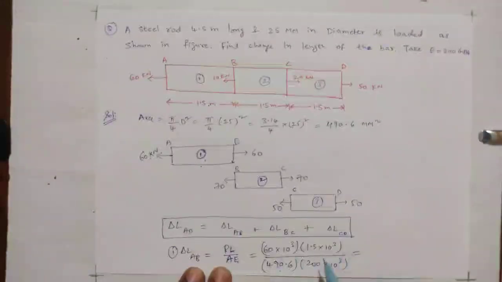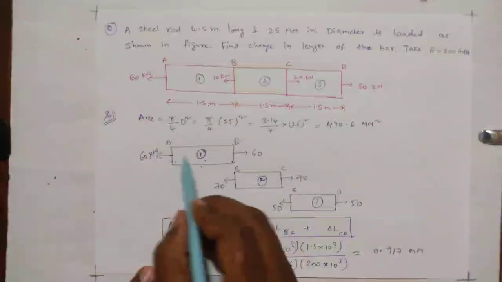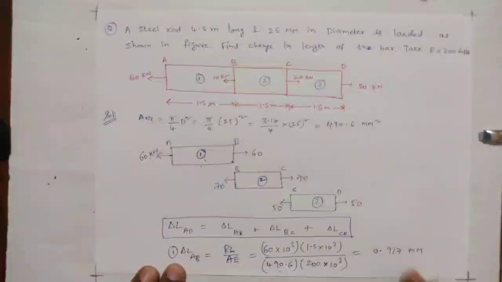So if I calculate this, I will get 0.917 mm. This is delta L of AB. For only AB I have got this much, 0.917.